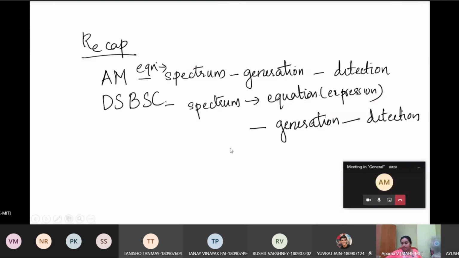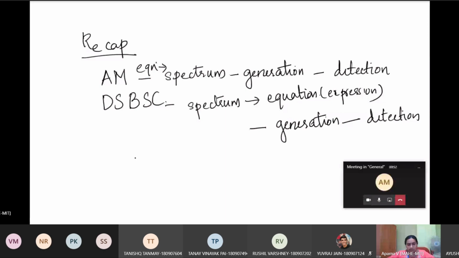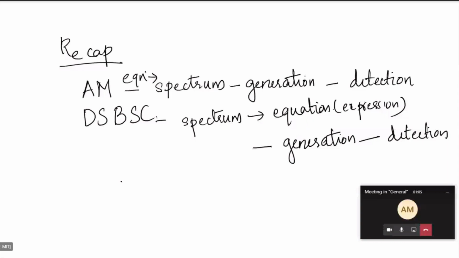So last class, if you remember, we were dealing with amplitude modulation. As said before, you will have a message signal and a carrier signal, and the maximum amplitude of the carrier will be a function of the message signal. So just try to remember the amplitude modulation spectrum and the wave. Next it was AM. We know its equation, the spectrum, and the generation methods, the two ways in which we are modulating it.